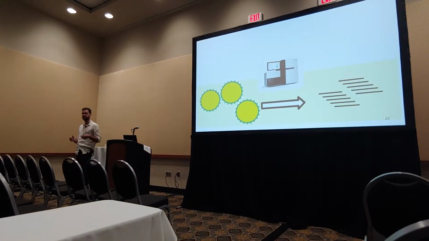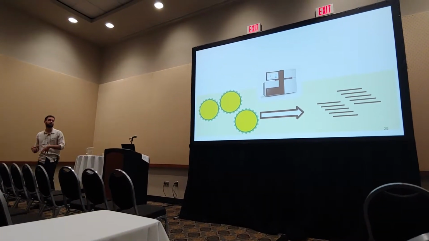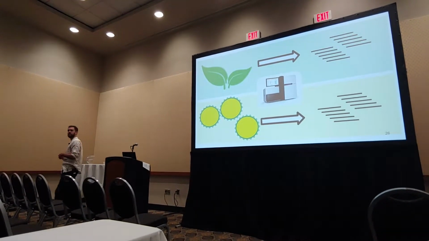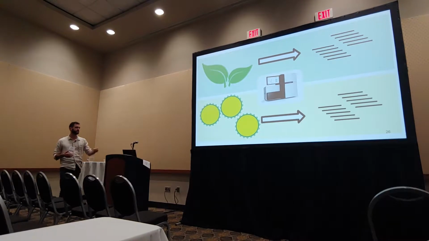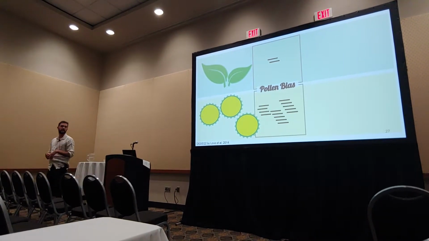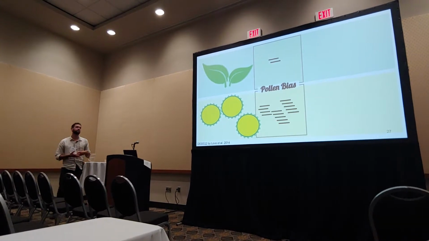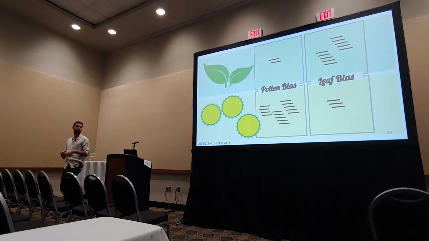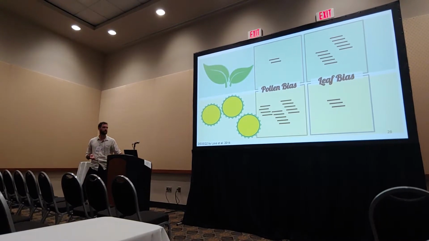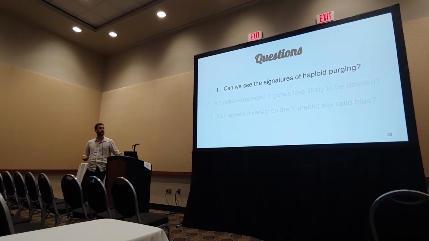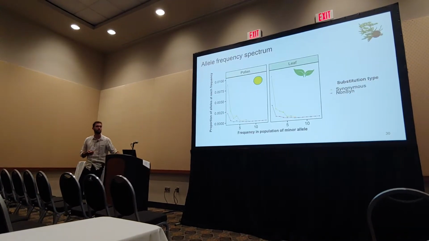And to do that, we did some RNA-seq of pollen, and then we compare that to RNA-seq from leaf tissue, and then we use DESeq to look at whether there are genes that have more reads from pollen compared to leaf, and call those pollen bias, and vice versa. More reads in leaf than in pollen are called leaf bias. And so the first question I want to ask, can we see the signatures of haploid purging?